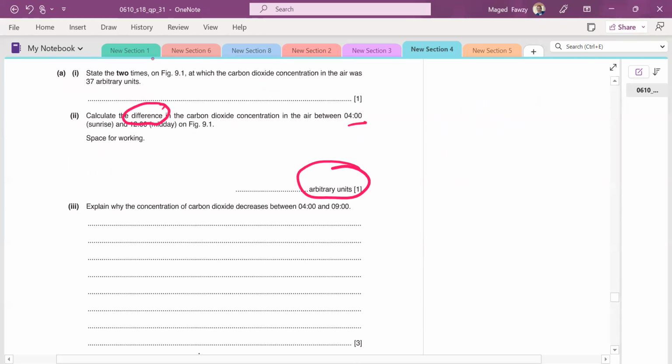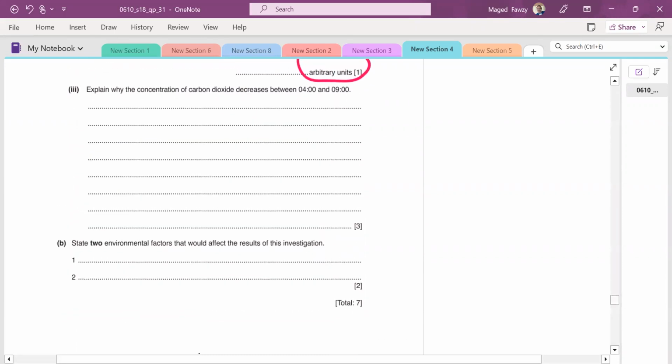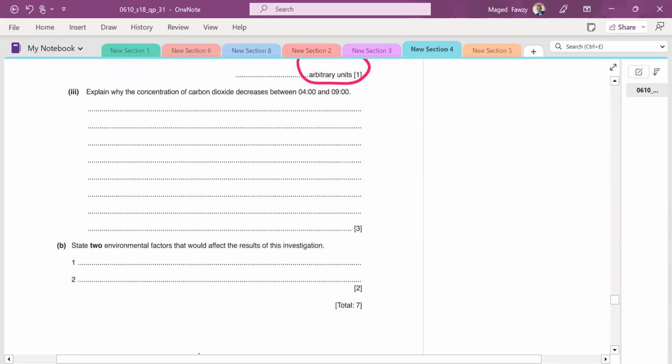Explain why the concentration of carbon dioxide decreases between 4 and 9. Okay. Explain why the concentration of carbon dioxide decreases between 4 and 9.